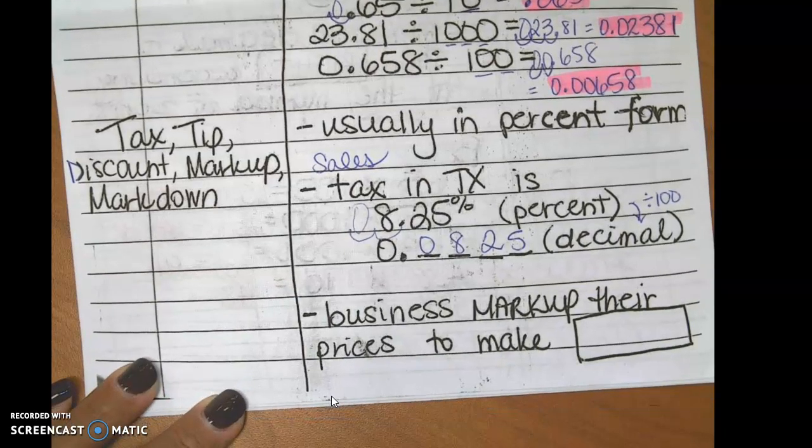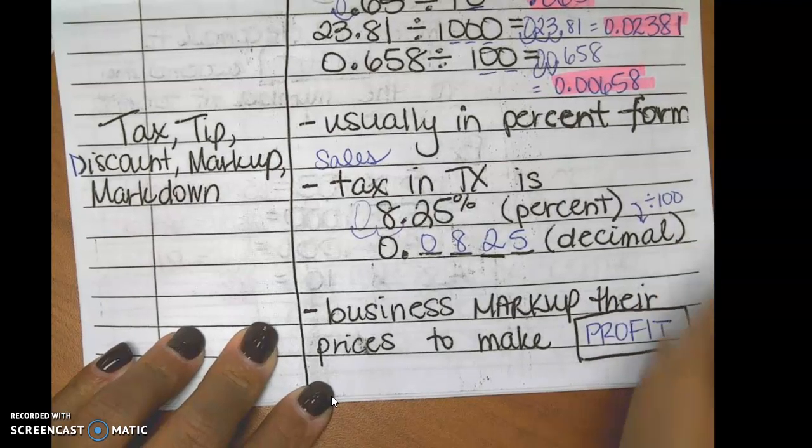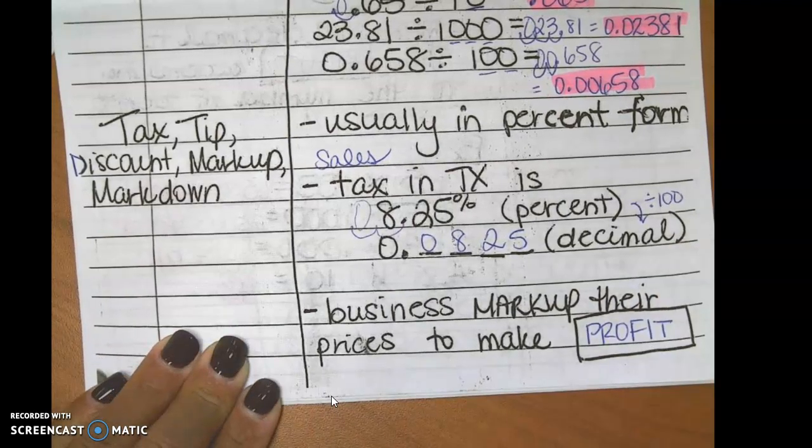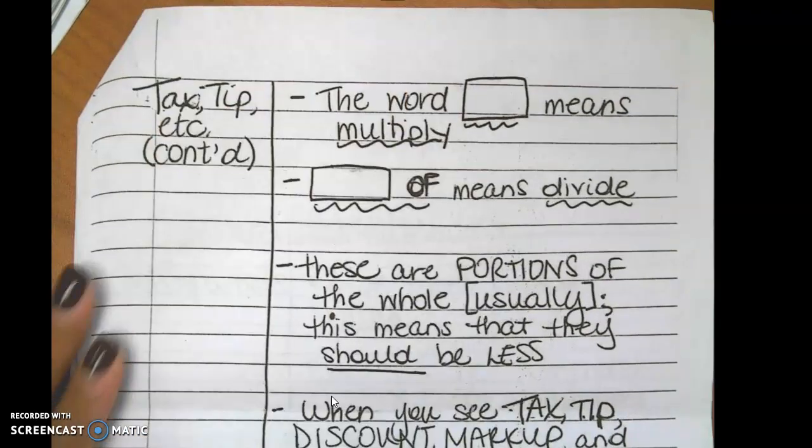Businesses mark up their prices to make profit. They want to make money, so they're going to charge you a little bit more for something that they make, or a good or a service that they sell to you, so they can make profit. Tax, tip, etc. will be on the next video.